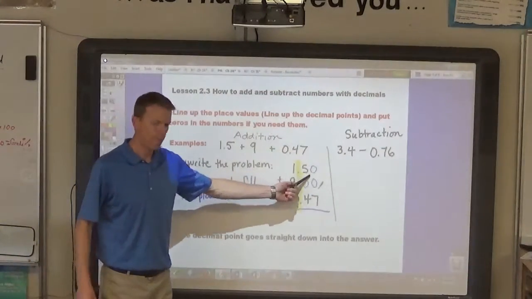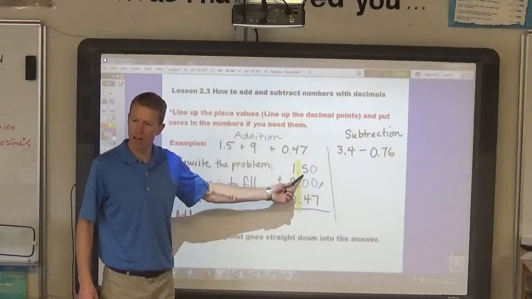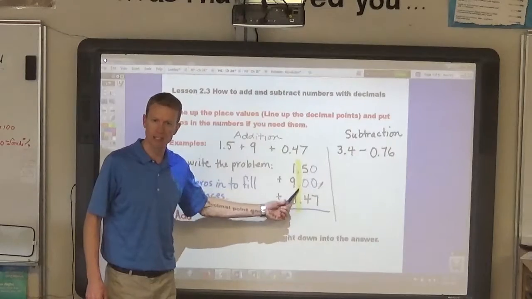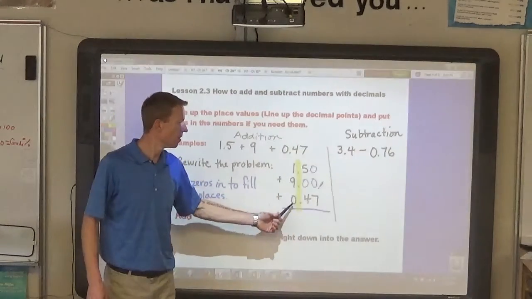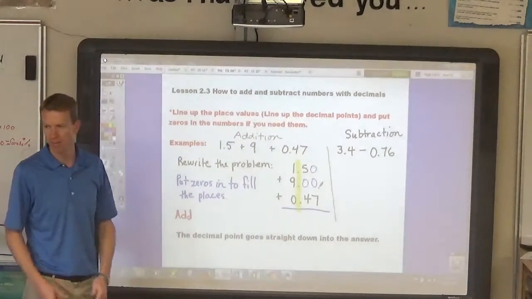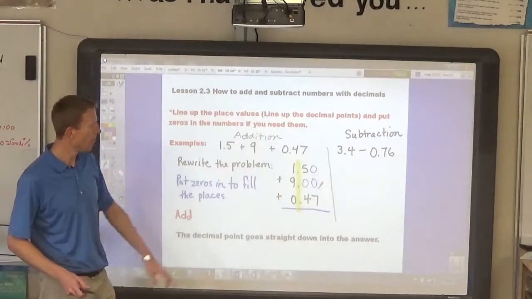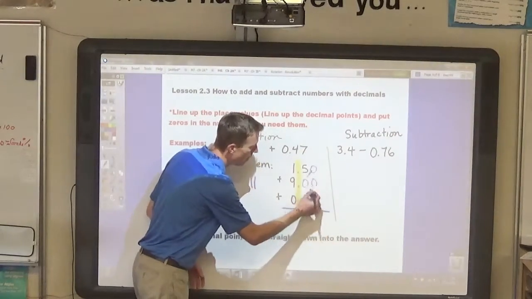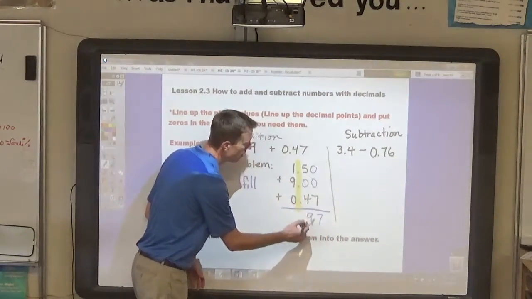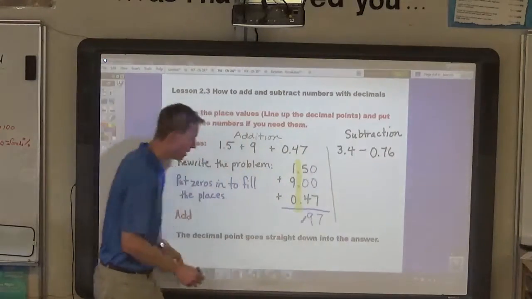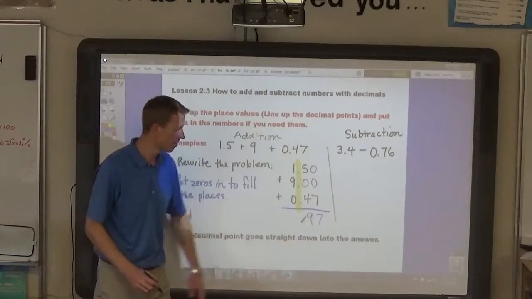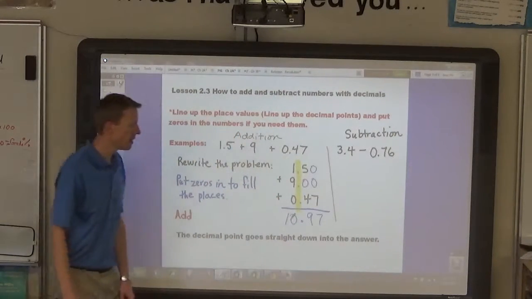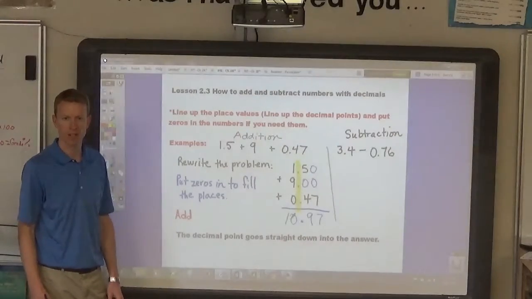So 1.50 is the same as 1 5/10. Okay? 9.00 is the same as 9. 47 hundredths is the same. Okay? Then you can add down. 7, 5 plus 4 is 9. We put the decimal point straight down into the answer. Add the ones, 10 and 97 hundredths. Okay?